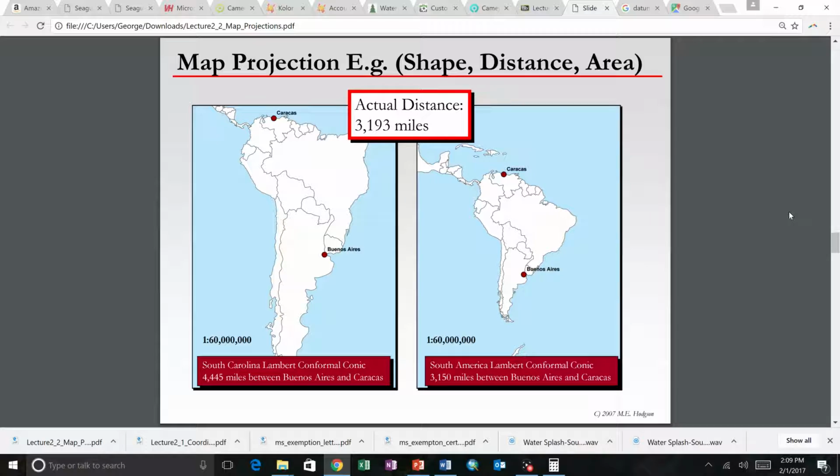Using different map projections will give you a different distance if you're measuring the distance between two points. It should make sense by now. So the difference between these two points is 4,455 miles in a projection that was designed for South Carolina, which we shouldn't use in South America. Here, in the Lambert conformal conic projection, it's 3,150 miles between Buenos Aires and Caracas. Now, if you were to actually compute that distance along the globe, it would be 3,193 miles.